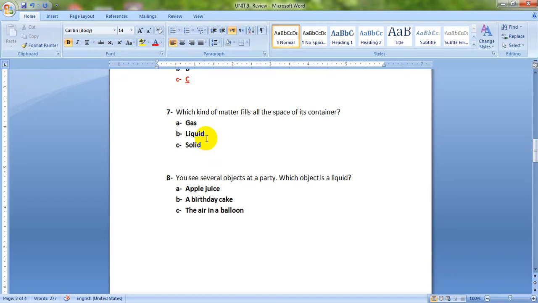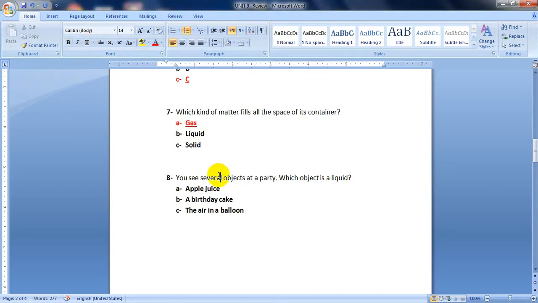What about a liquid? We said that a liquid flows like water, juice, and most of the drinks or all drinks. And also a liquid takes the shape of its container. What about the third state, which is a gas? We said that the gas spreads out to fill all the space in its container. So the answer here will be letter A, gas.